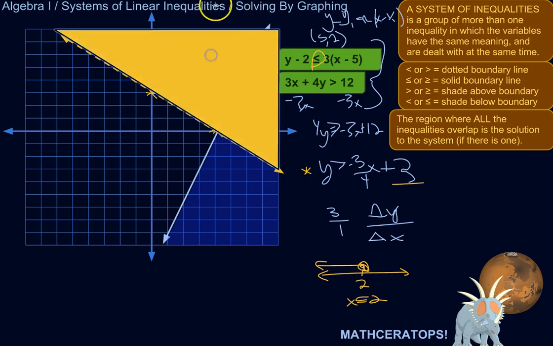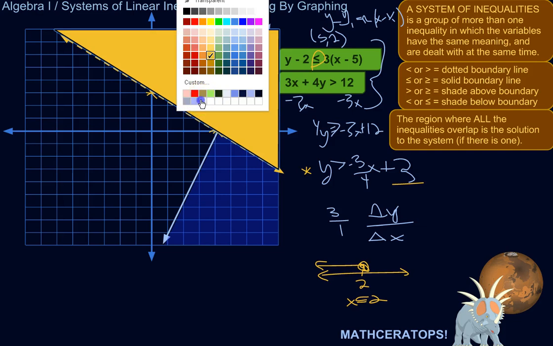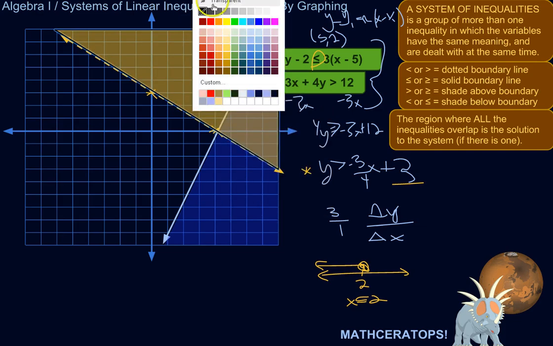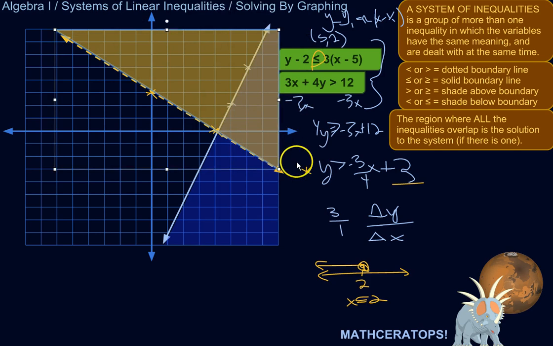Let's make this nice shocking orange color, but let's make it so we can see through it. Turn off the borders here. Yeah, that's basically it. So, where is my solution to the system of inequalities? It's where the shaded regions overlap. That's where the values are true for both of the inequalities. So you can see where it's overlapping.